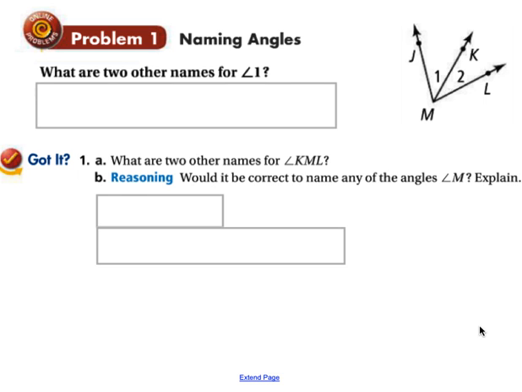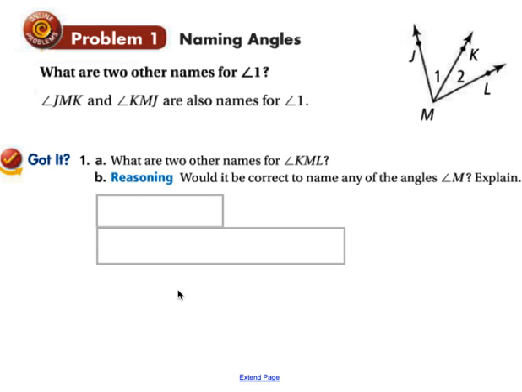So here's some practice at naming angles. What are 2 other names for angle 1? Think about that for a minute. Pause the video if you need to. All right, so here are 2 other names for angle 1. We could call it angle JMK or angle KMJ, and that is the name for angle 1.